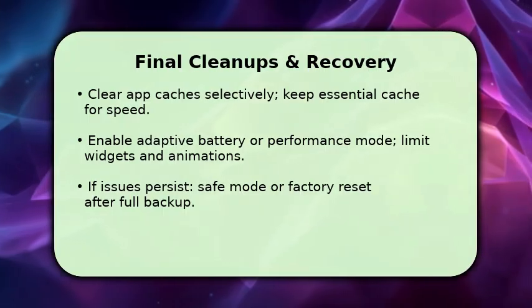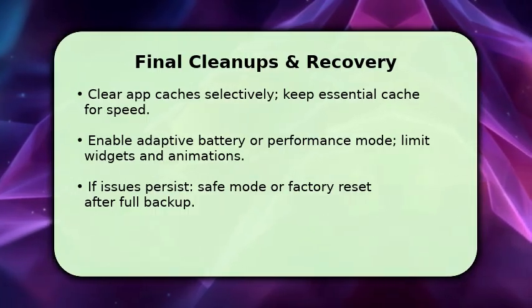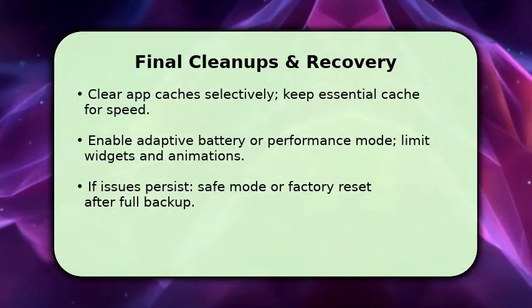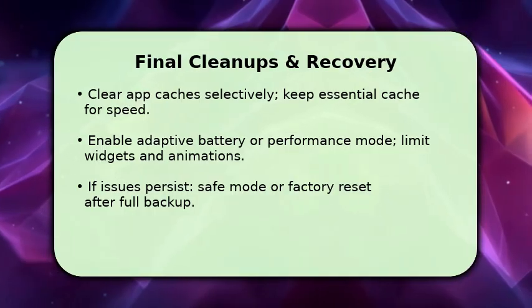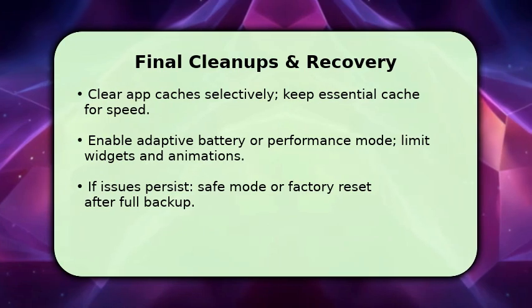If the phone still misbehaves, boot into safe mode to identify a problematic app. If necessary, perform a factory reset only after creating a complete backup. One troubleshooting tip: if a reset fails, try an OS reinstall via the manufacturer tool before replacing hardware.